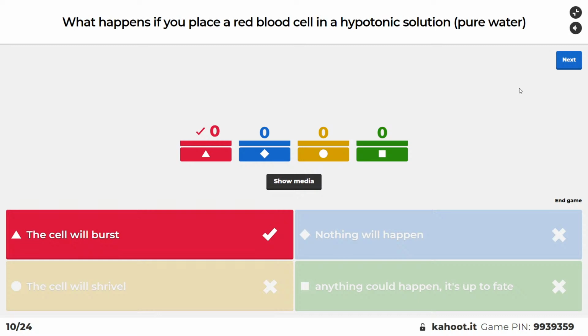In contrast, when you have a hypertonic solution where the concentration is much higher outside, the water is going to come out of the cell, and so the cell will shrivel up. So that's why you shouldn't swim in the Great Salt Lake too long, because you'll shrivel up.